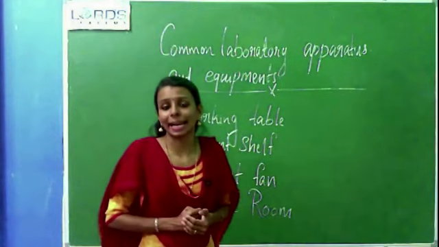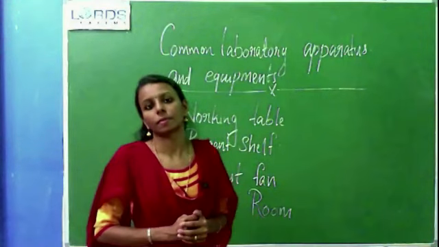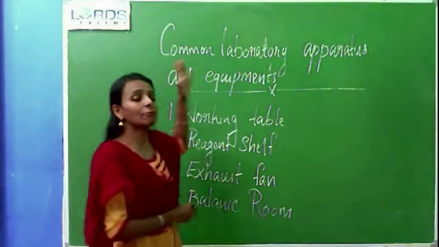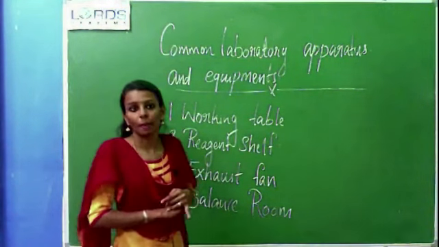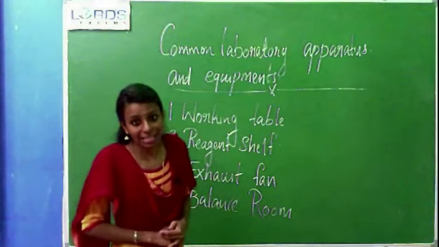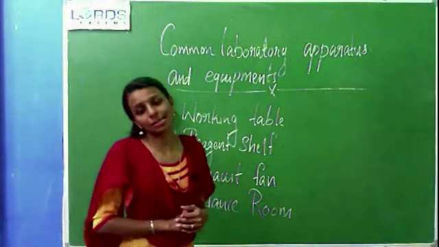Look here, this is a balance room. In this balance room, we can see a number of balances. All these balances are used for weighing the chemicals. We should keep the balance room dust free and smoke free for getting accurate measurements. Till now, we discussed the important facilities available in the chemical laboratory. What are they? Working table, reagent shelf, exhaust fan, and the last one, balance room.